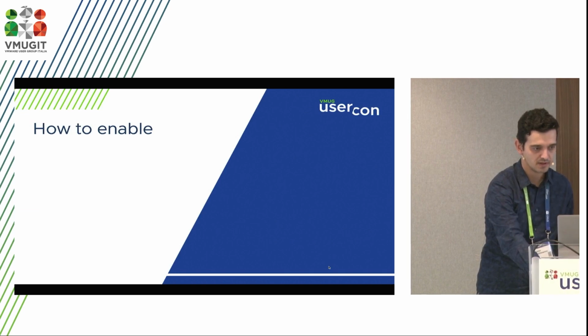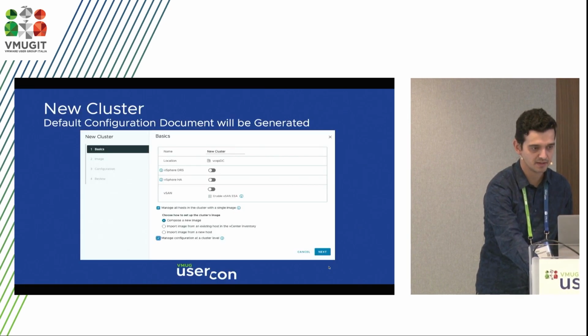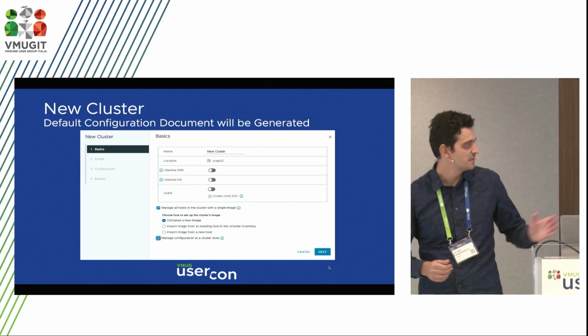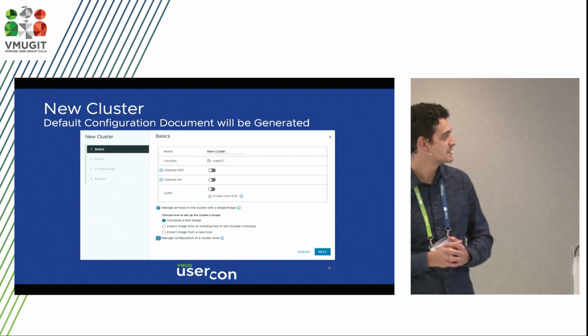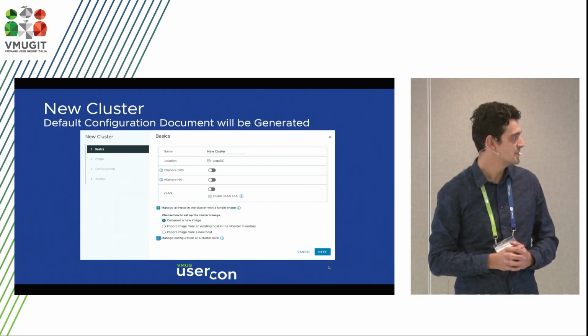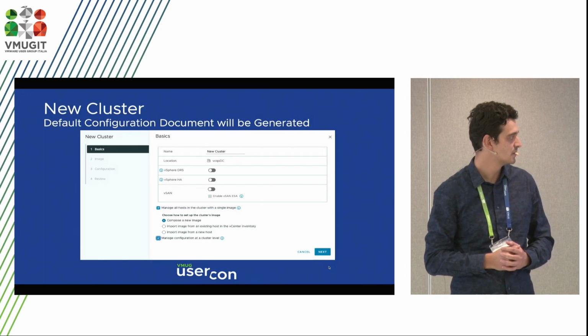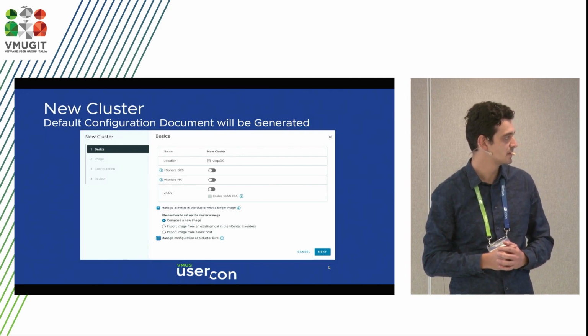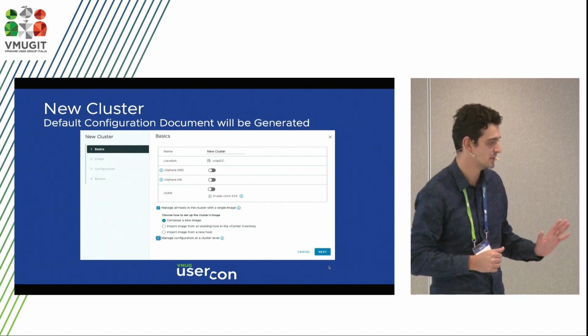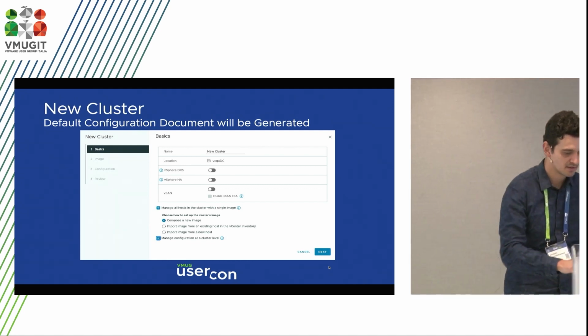So let's go first through enabling. You're probably familiar with the create cluster wizard in the vSphere UI. There is a new option called manage configuration at cluster level at the bottom. And it will be available only if you have decided to manage the hosts in the cluster with a single image. So it's not available with baselines.